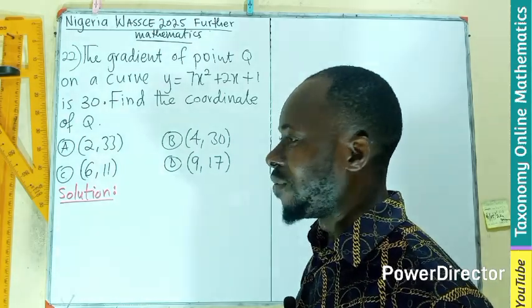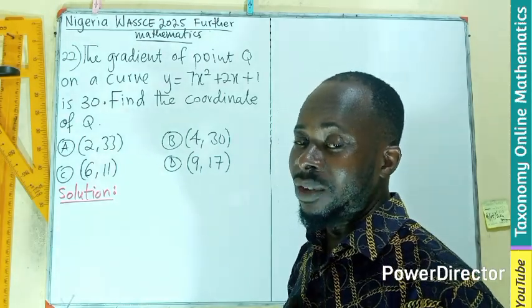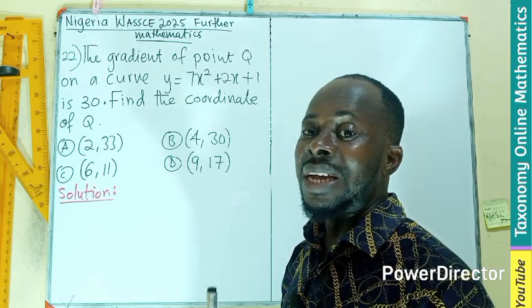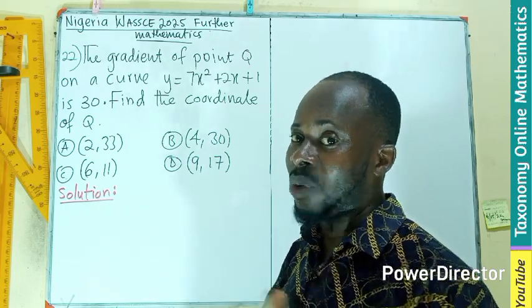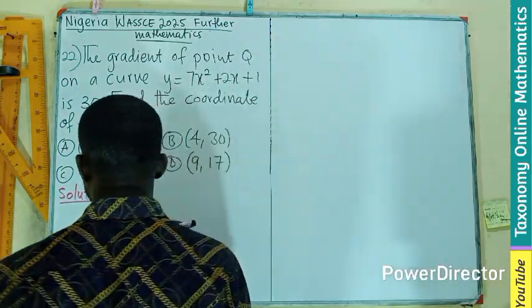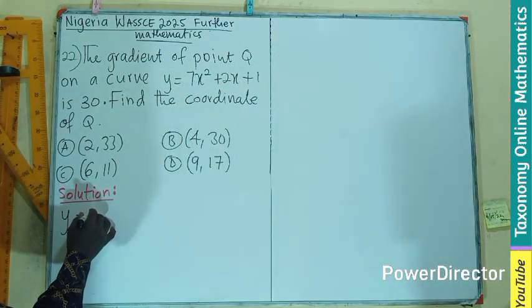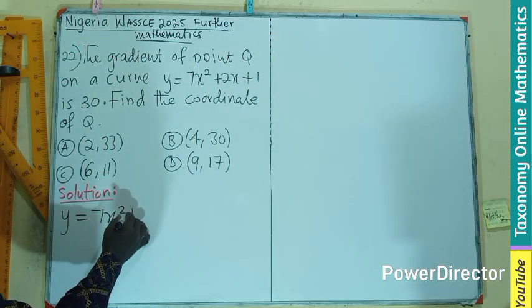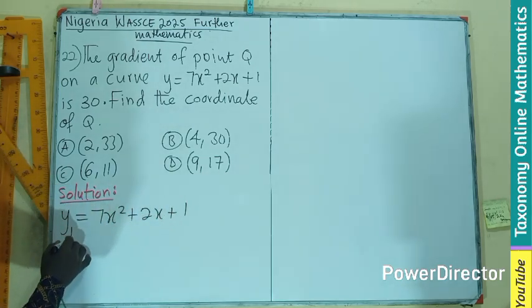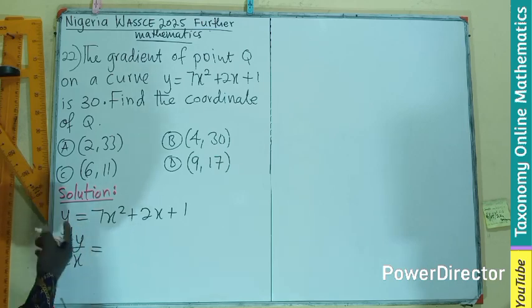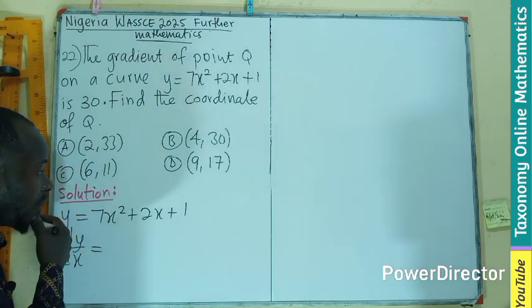Now, if you have a curve, the gradient on the curve is just the derivative of the equation of the curve, which is dy/dx. So if I have my y equals 7x squared plus 2x plus 1, the gradient, the change in the y-axis over the change in the x-axis, is the gradient of that curve.